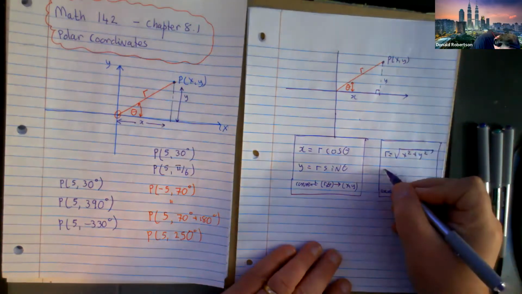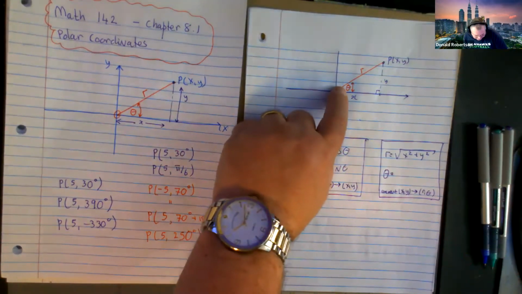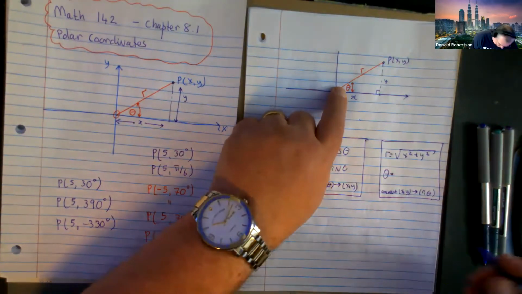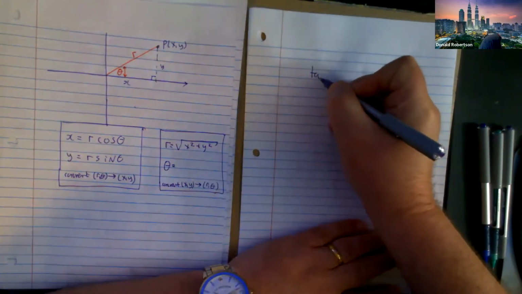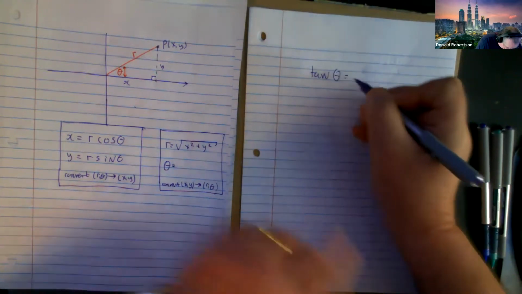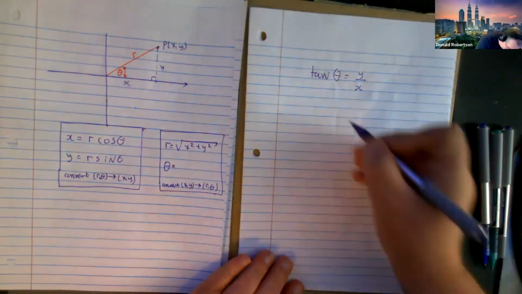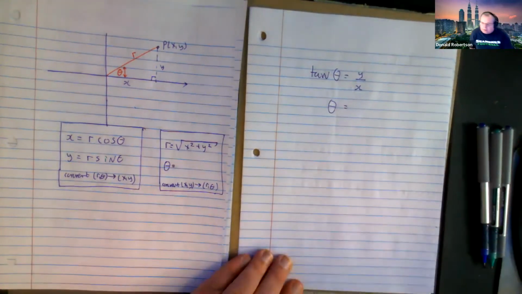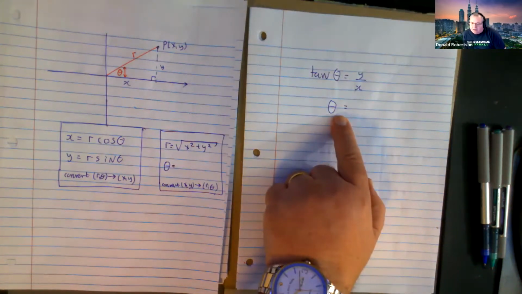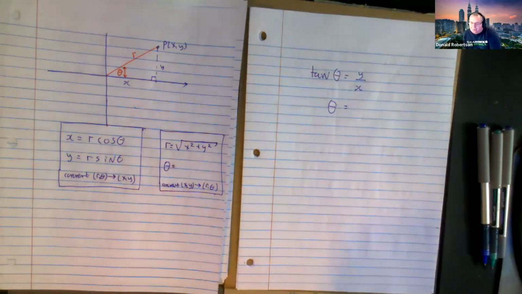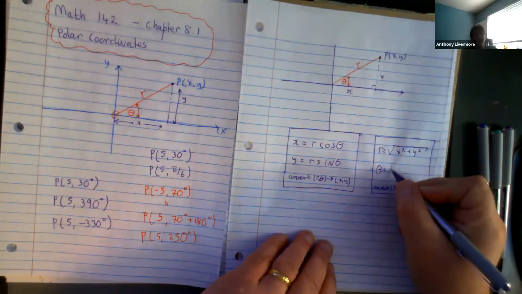Now this one's a little bit trickier. If you look at this angle, let's do it on a separate piece of paper. If you take the tangent of theta, isn't it the opposite over the adjacent? So how would you get theta? How would you get theta here? The inverse tangent of y over x?